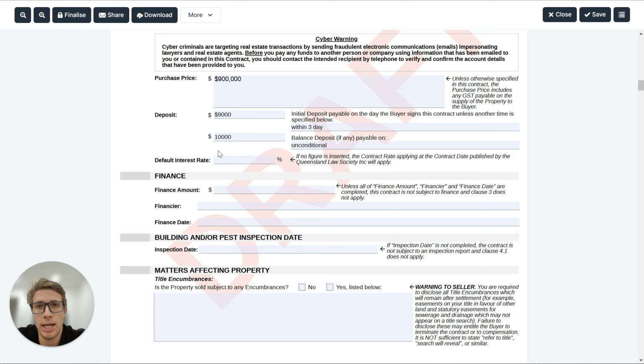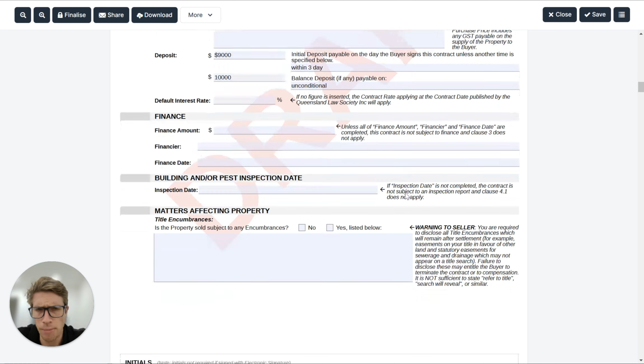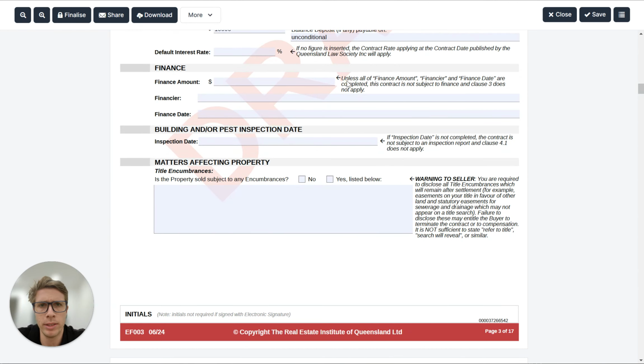Default interest on finance. If no figure is inserted, the contract rate applies at the contract date published by the Queensland Law Society. So that one there, we're just going to leave blank. That's not something that normally happens, so we're just not going to worry about that right now. So finance amount, this one here would just say sufficient to complete. We're obviously not going to go into detail, no one needs to know how much the person is getting. So we're just going to put that there.